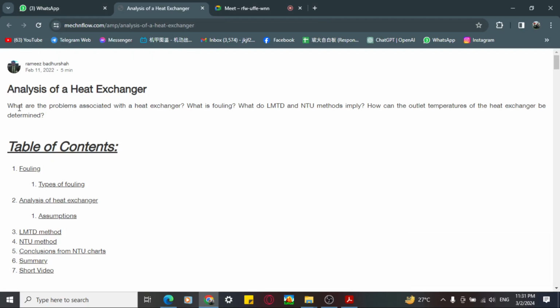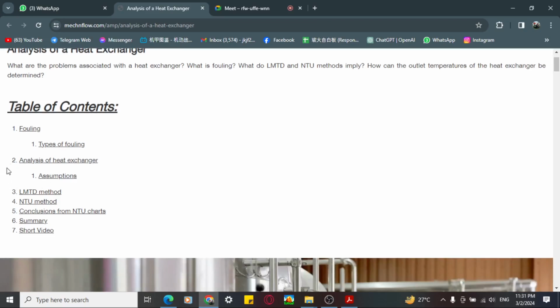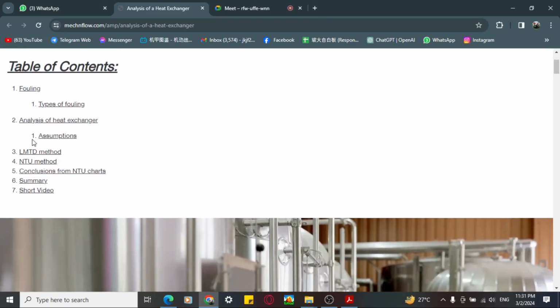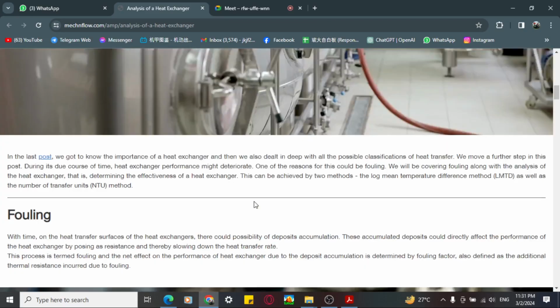Okay. But this thing we don't need to take a look. If you are feeling very free after the heat transfer examination, you can take a look at the types of fouling, the assumptions, LMTD, these things. They will give you a more detailed explanation.